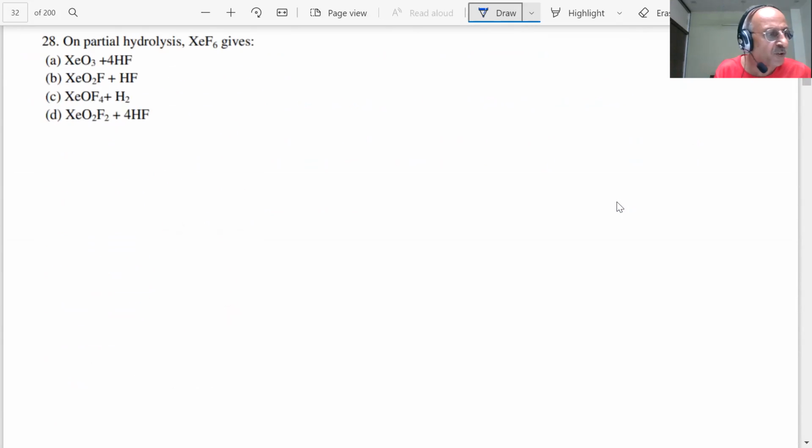Now coming to the next question, students. On partial hydrolysis of XeF6, student, you know this is a very important thing. Hexafluoride of xenon. Xenon is the one which forms fluorides or compounds among the noble gas elements. You know, helium and neon and other elements do not form compounds, but xenon forms hexafluoride, because fluorine is a strong oxidizing agent and can oxidize. Here the oxidation state of xenon is +6, as you can see here.